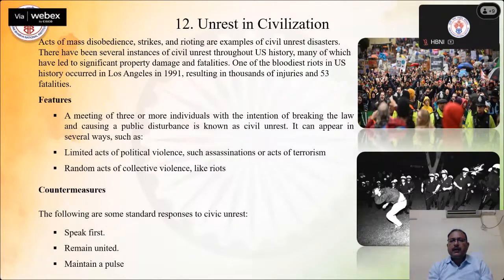There have been several instances of civil unrest throughout US history, many of which have led to significant property damage and fatalities. One of the bloodiest riots in US history occurred in Los Angeles in 1991, resulting in thousands of injuries and 53 fatalities. You can see other civilizations' unrest issues too, but only for the example point I have quoted that it happens in the US. We have to connect all this with man-made disaster. How a small thought process changes, we support that leader, and masses of people start reacting because of the policies made by these leaders.